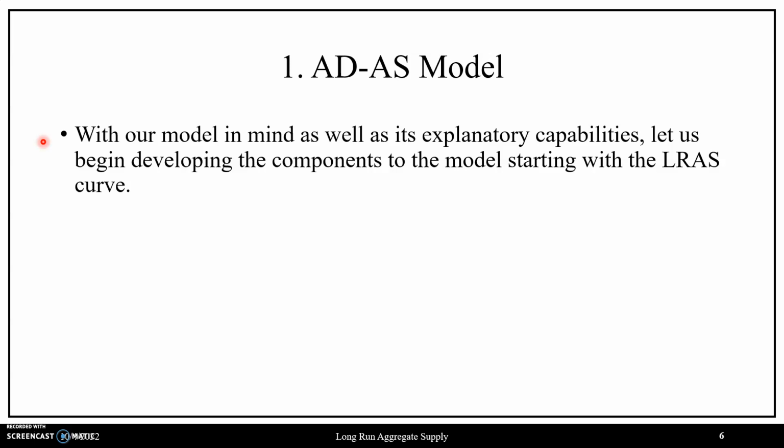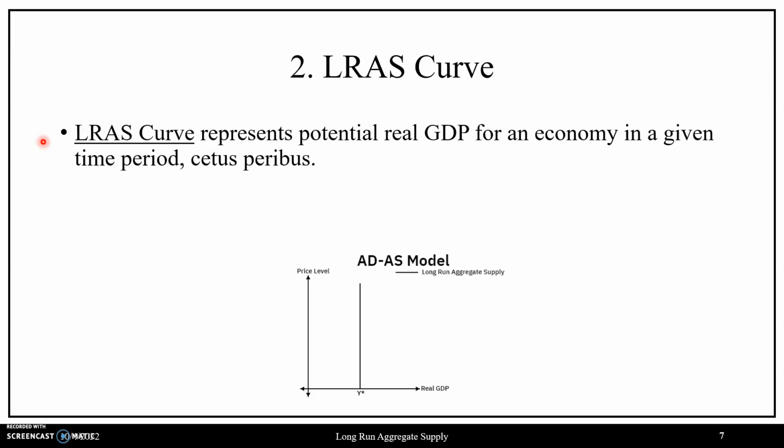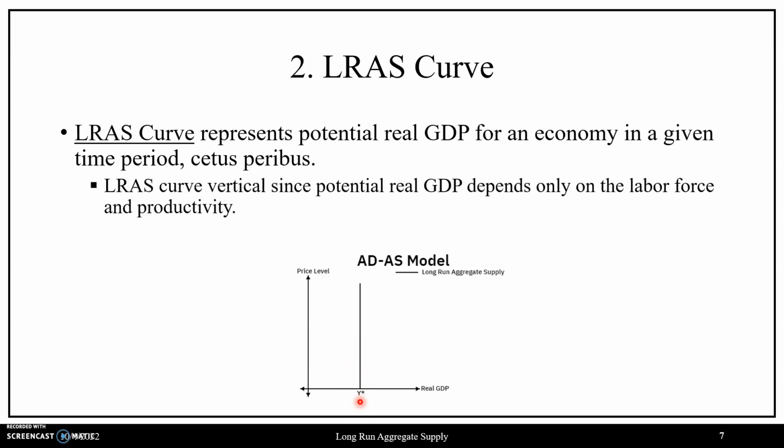where we will start with the long-run aggregate supply curve, where we mentioned that the long-run aggregate supply curve represents potential real GDP, and this will be true for an economy in a given time period holding all else equal, where below we have a graphical representation of our ADAS model, in which the price level is on the vertical axis, real GDP is on the horizontal axis, and in terms of the long-run aggregate supply curve, we see that we have a vertical curve in black, intersecting the horizontal axis at a real GDP level, capital Y star, where here, capital Y star is going to represent potential real GDP.